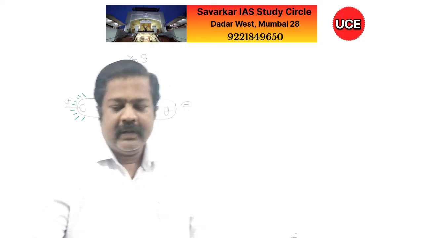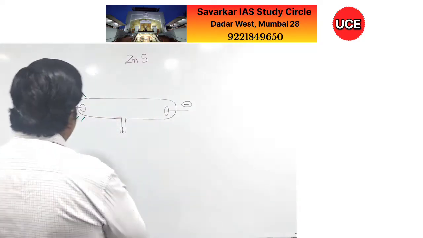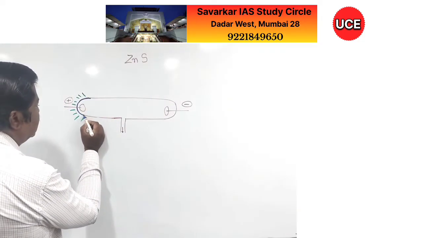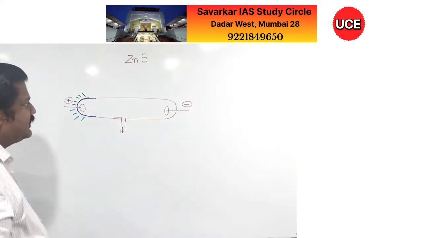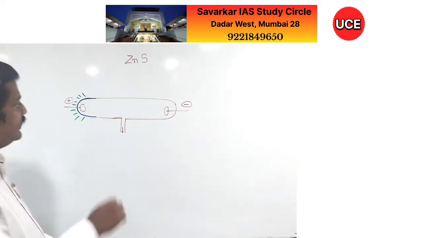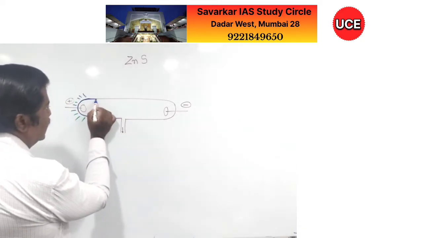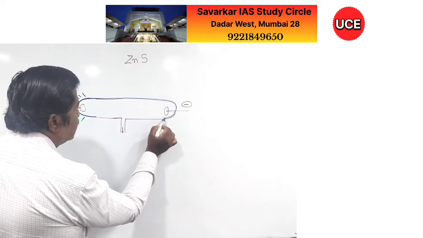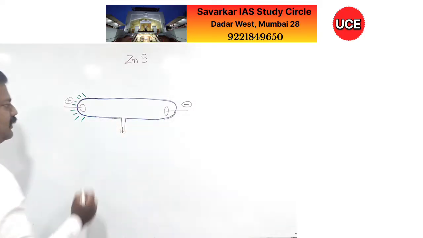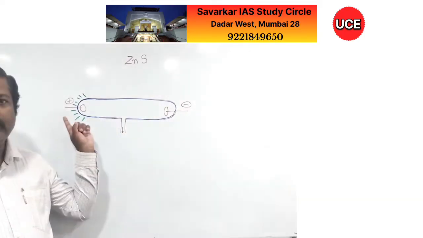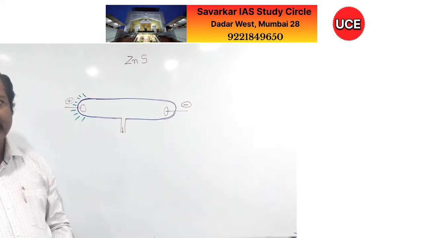Now scientists applied zinc sulfide over here. In this portion, they applied zinc sulfide and they realized that this portion is now glowing with white light, not green. They applied zinc sulfide everywhere, but only opposite to the cathode, that portion is glowing.